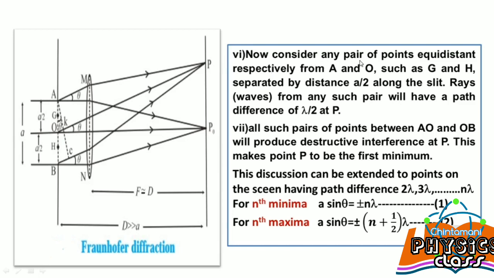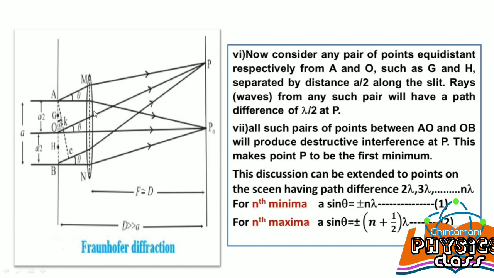Now consider any pair of points equidistant respectively from A and O. Consider the point G between A and O, and between O and B consider the point H. These points also act as secondary sources. They are separated by a distance a divided by 2. The distance from O to A is a divided by 2, and the distance from O to B is a divided by 2.